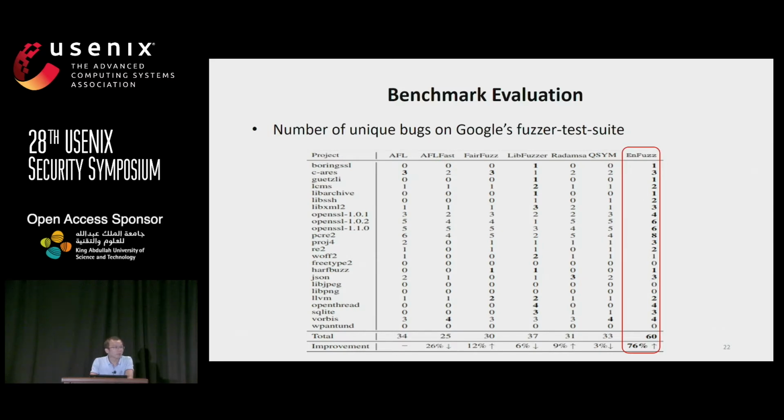On the LavaM dataset, QSYM is the best and finds lots of bugs and lots of paths. But on the Fuzz-test-suite of Google, we found that traditional AFL finds more bugs than QSYM, and also libFuzzer also found more bugs than QSYM. Without symbolic execution, the performance is even better.